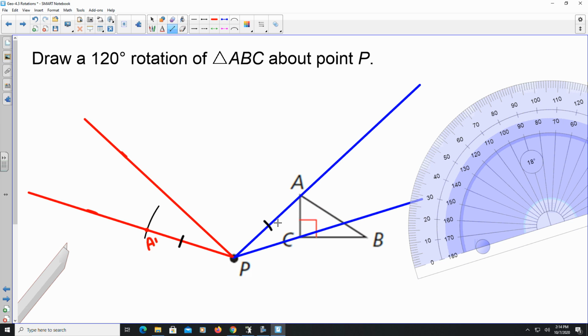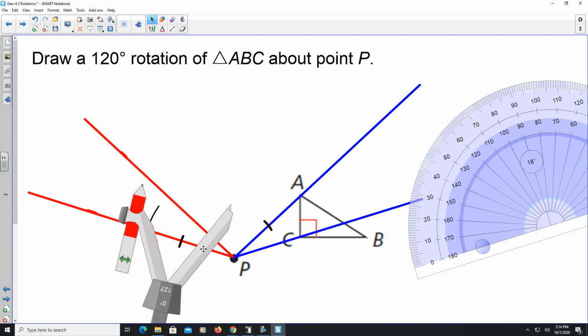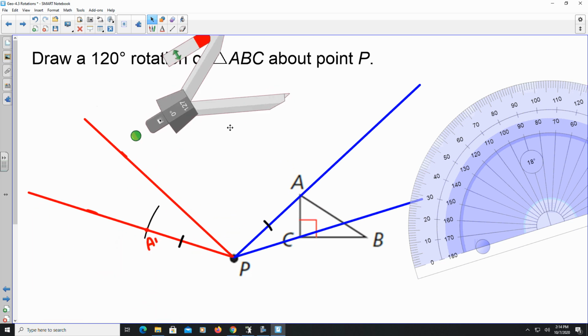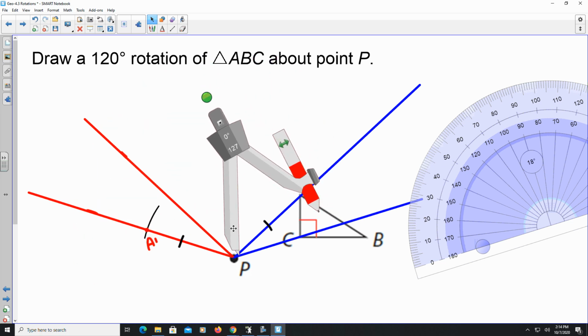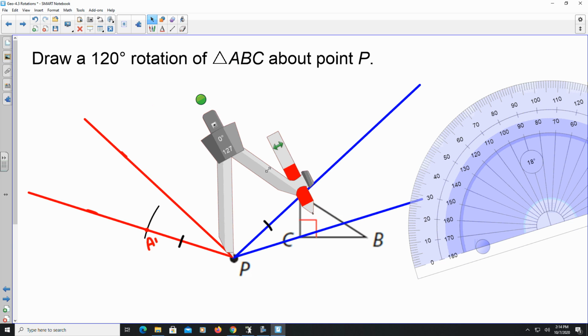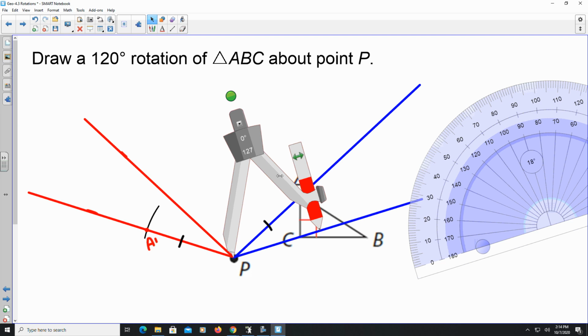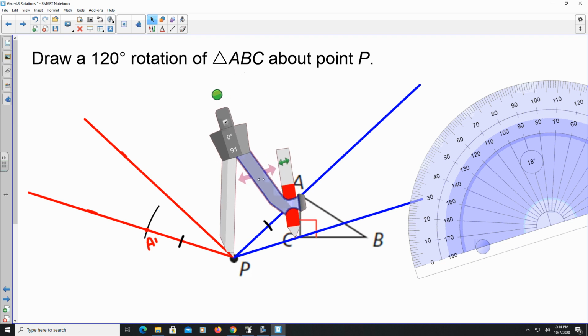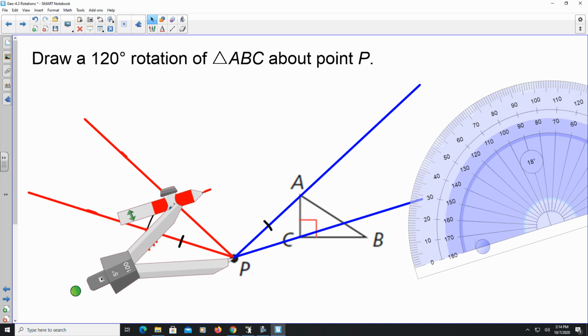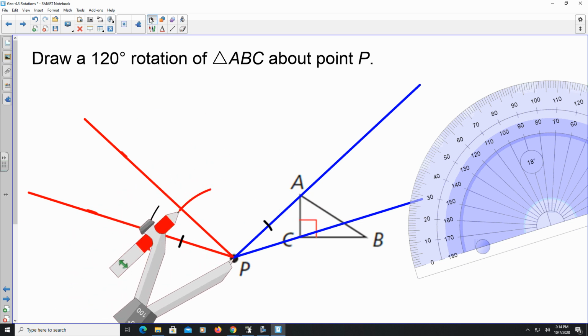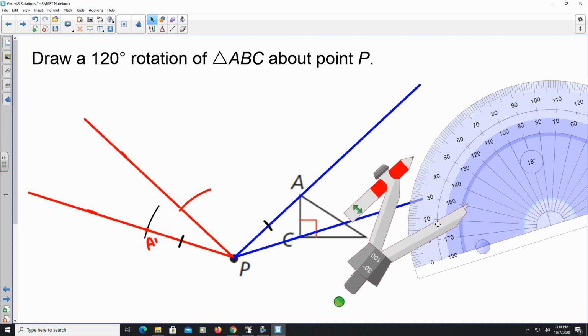So now to find point C, again, take my compass, put it at point P, move it over here, attempt to get it close, and then I'm going to strike my mark here, and this is my location of C prime.